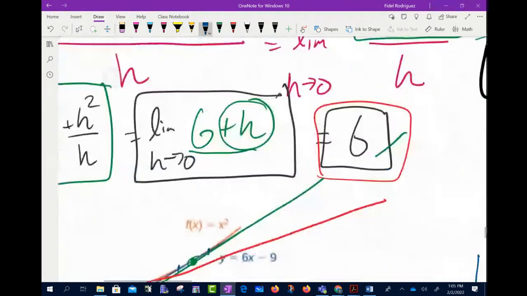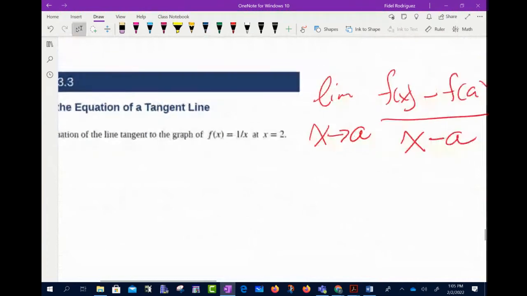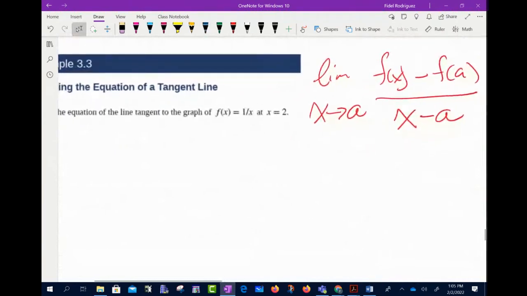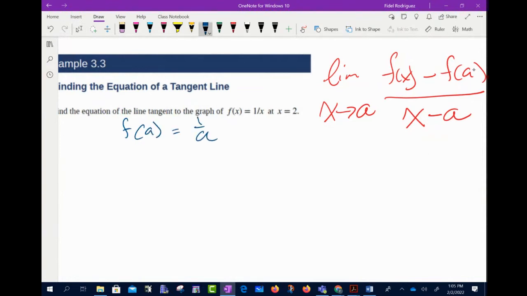So look, let's come back and let's do our problem that we got. Here we go, right over here. Okay, so guys, I'm using the first formula. I'm kind of doing the first one. Okay, so the first thing I need to do is find f of a, which is, in this case, 1 over a, but my a number is what? 2. So f of 2, everybody agree, is just 1/2?